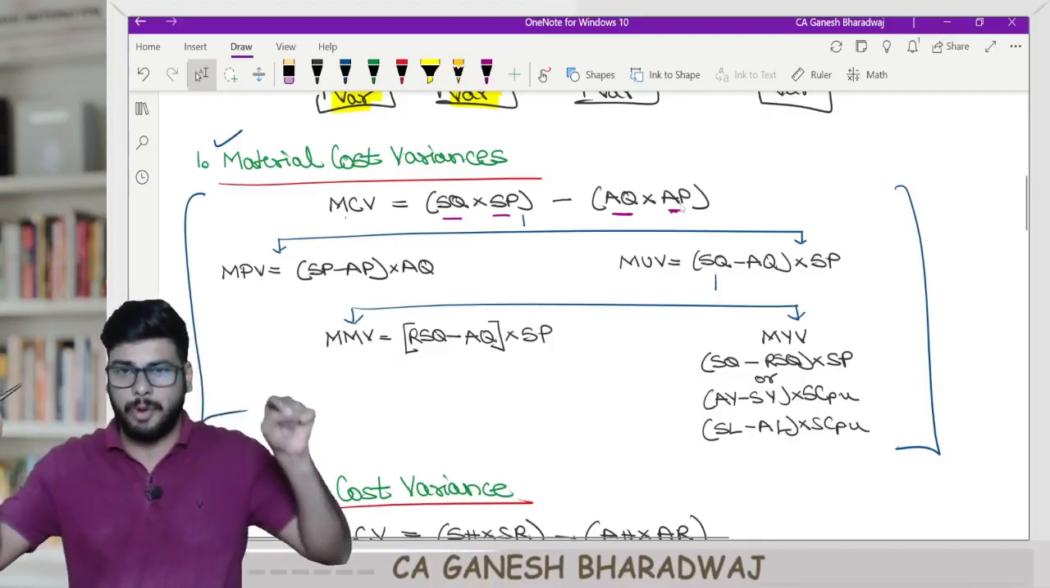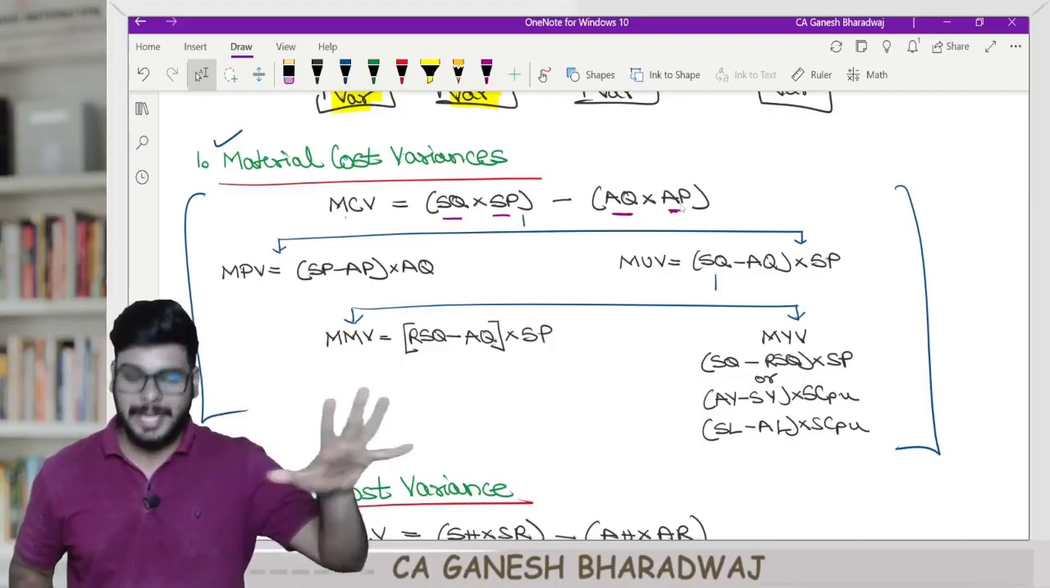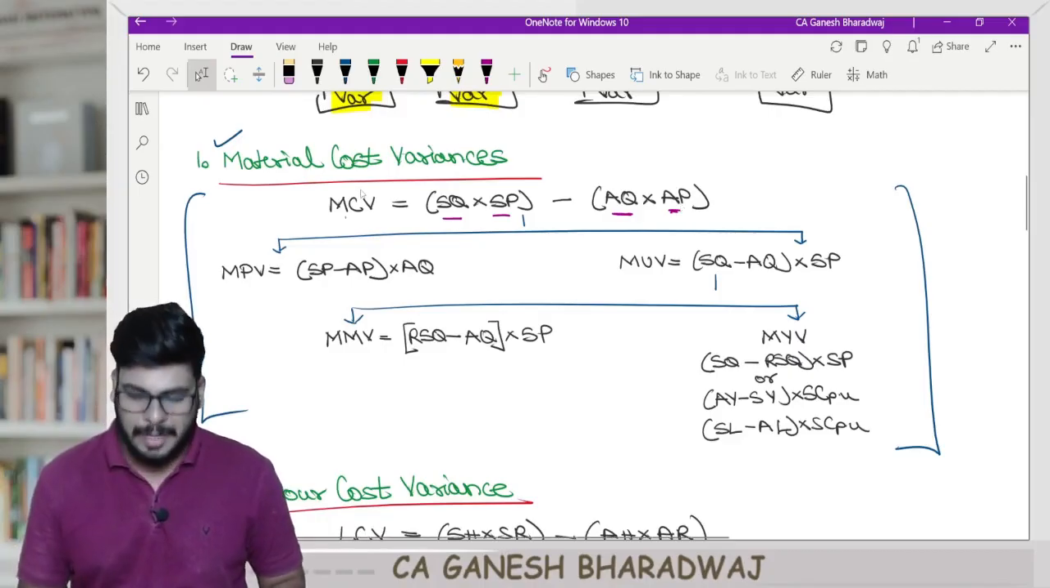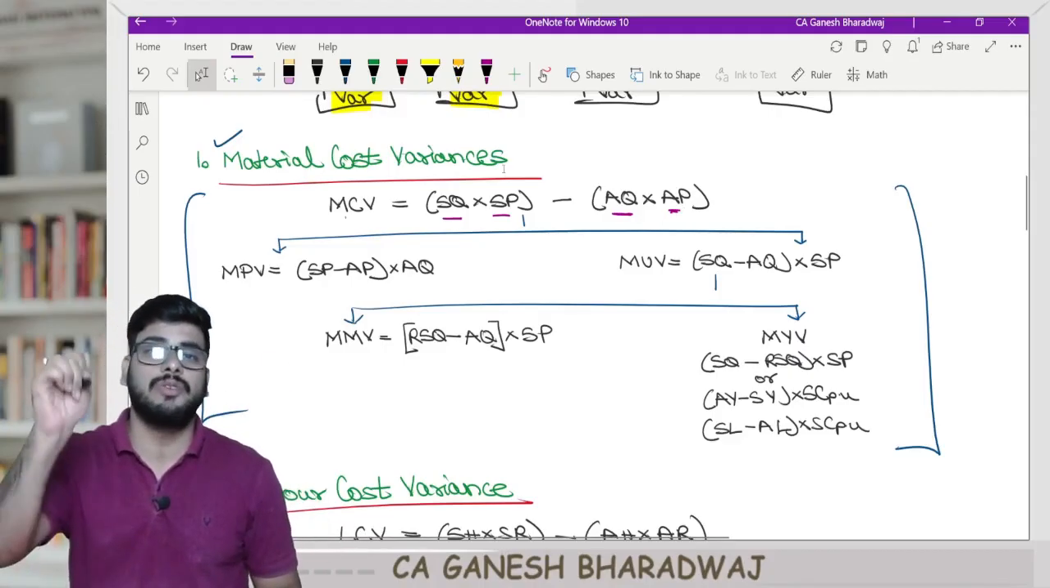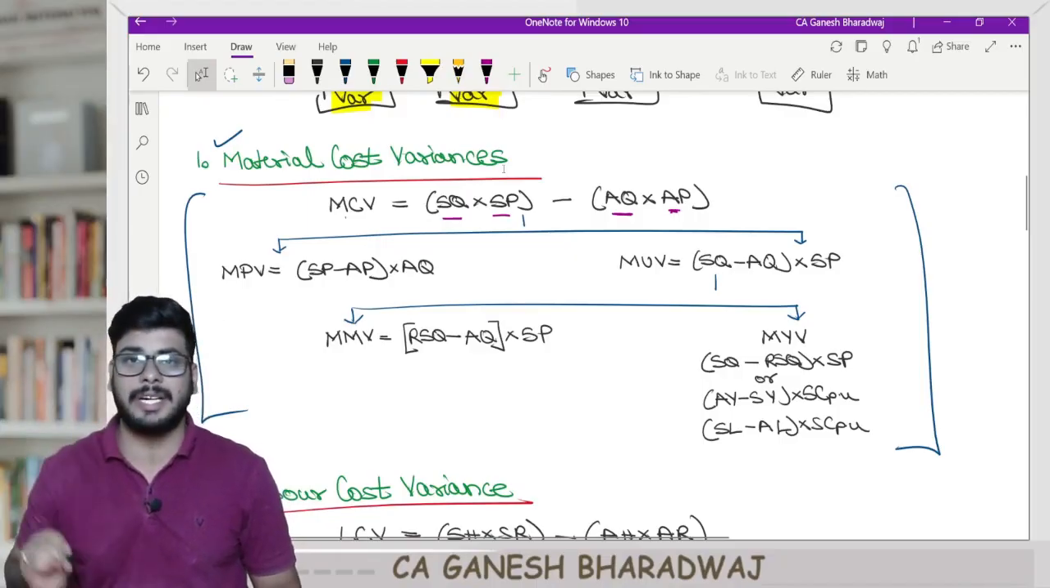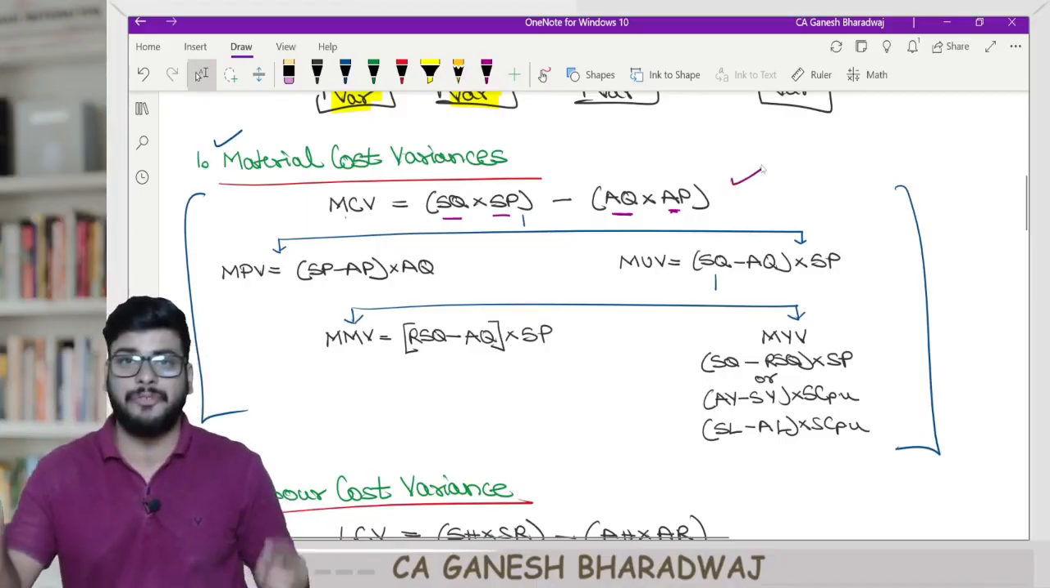Now, this is broadly classified into 2: price and usage variance. Now, material cost variance, if I just publish this figure, it is not enough. Immediately, what will the managing director ask? Now, who is responsible for this variance?